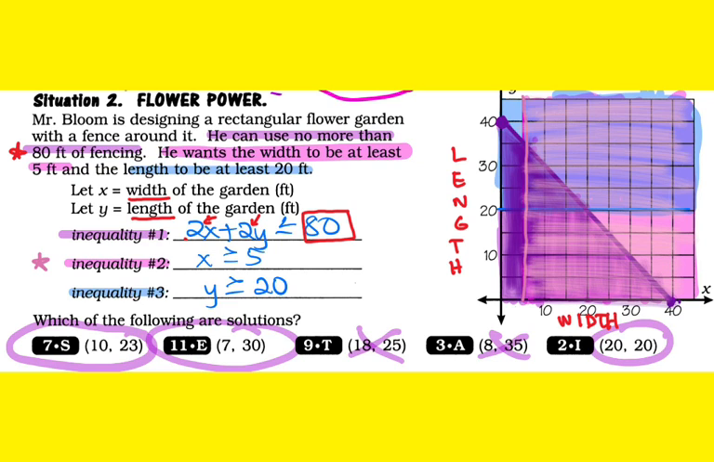Then the last one was in blue, and it was about the length. And they didn't want to have the length be less than 20. So they wanted it to be at least 20 or bigger than 20, right? So when you shade all that in, then you have this one section that fits all of the requirements. And I'll just switch to yellow real quick so it's a little bit bright. But this section in here, this little triangle, is the only thing that will work for all the measurements that are required. And you answered the questions below.